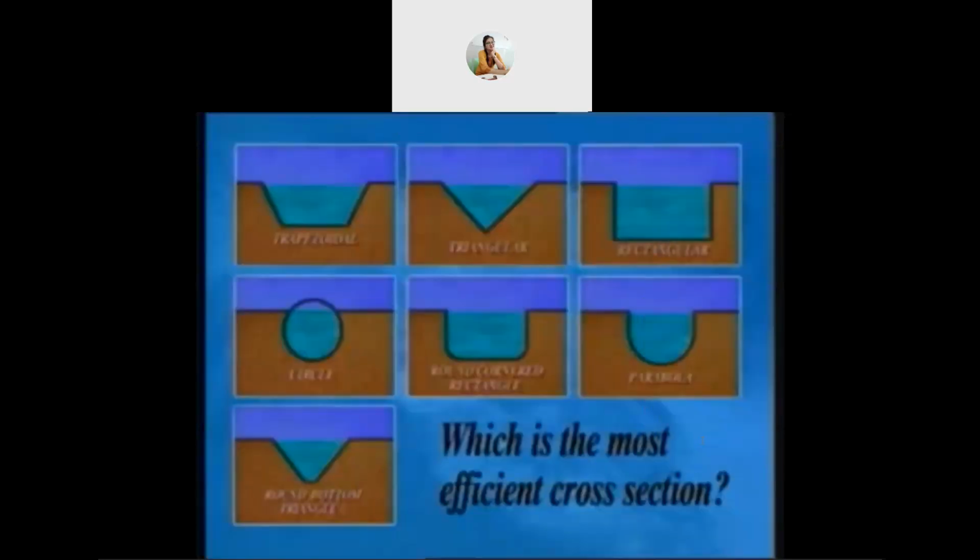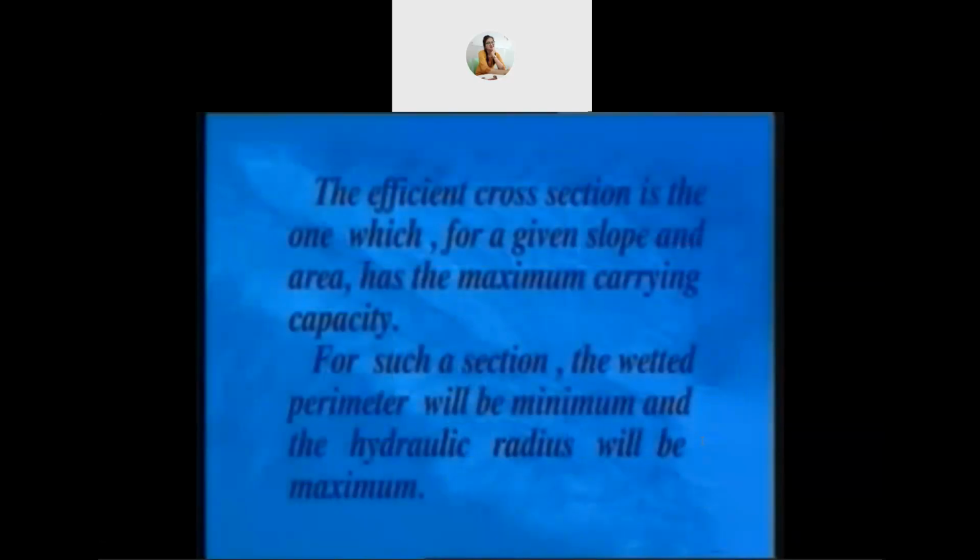Now the question is, which is the most efficient cross section? The efficient cross section is the one which, for a given slope and area, has the maximum carrying capacity. For such a section, the wetted perimeter will be minimum and hydraulic radius will be maximum. For an open channel, the semicircle is the most efficient cross section.